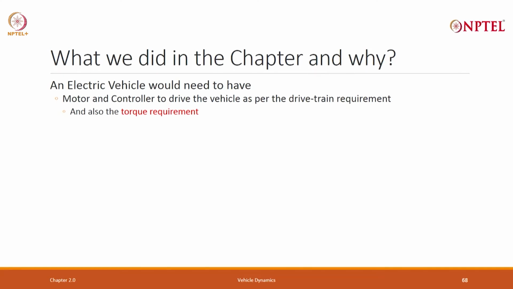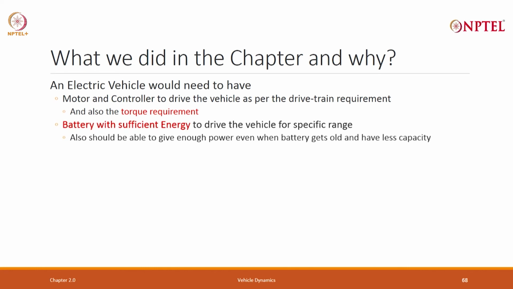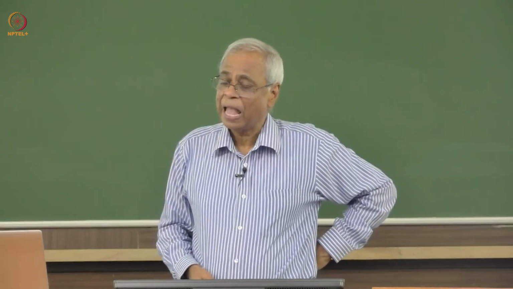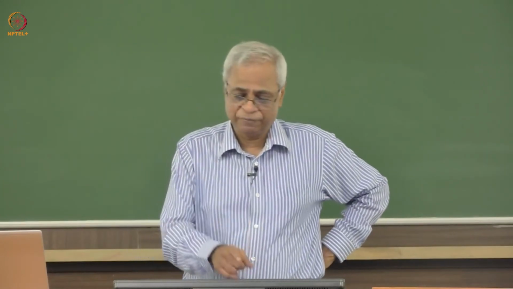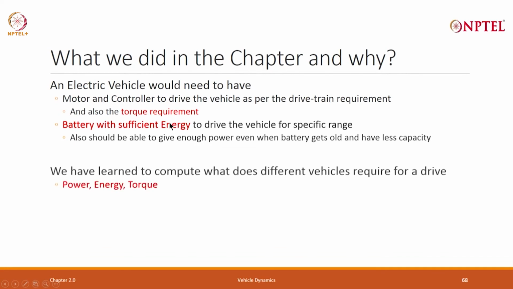Finally, what did we do in this chapter and why? An electric vehicle would have to have a motor and controller. We have computed for that the torque requirement, and the energy and power requirement for the motor. Battery will have to have sufficient energy. So, we have talked about the energy required to move a vehicle through a certain drive cycle, and at every instant it should be able to give sufficient power to the motor and controller. That is what we have tried to figure out.